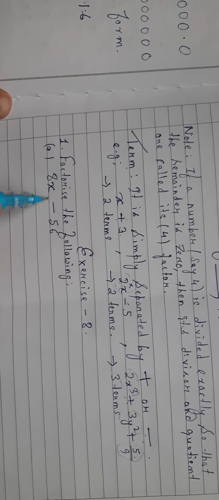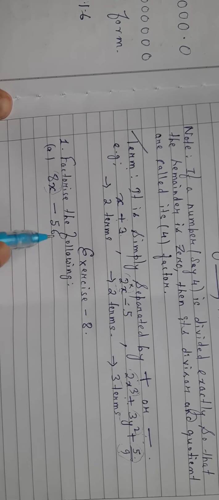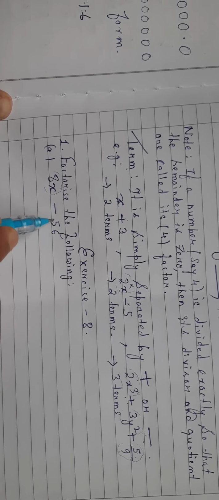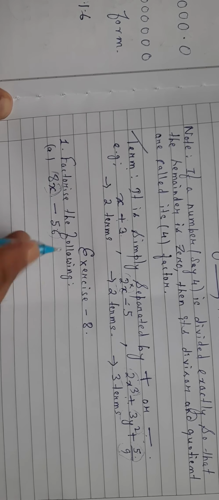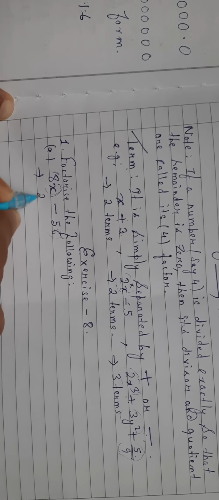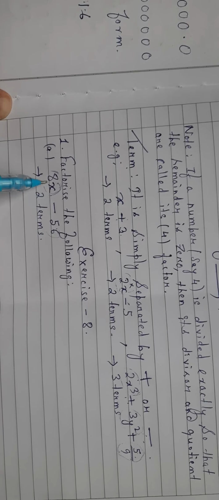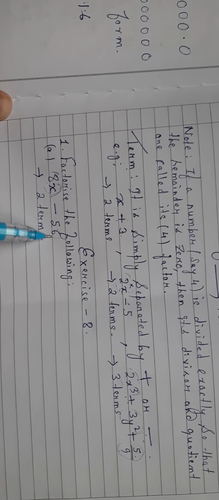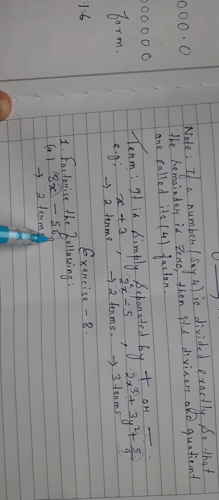So here you can see there are two terms. 8 into x will be considered as one term, then there is a minus sign, then we have got 56. So we have got 8x as one term, 56 as another term. So here the number of terms is 2, so we'll write 2 terms. Now out of these 2 terms, since I have to factorize it, the simplest method would be to see what is common out of both the terms.